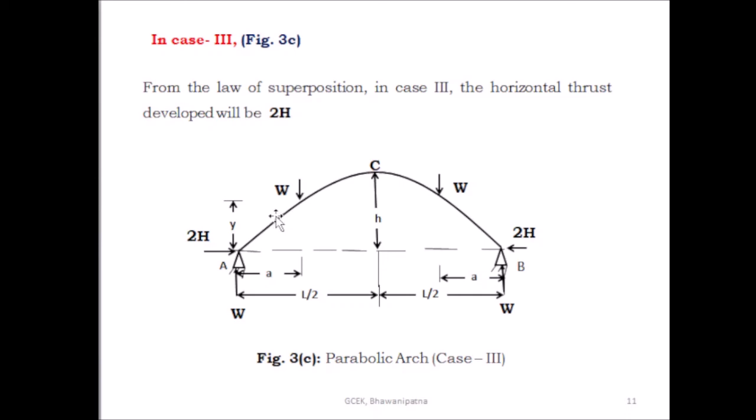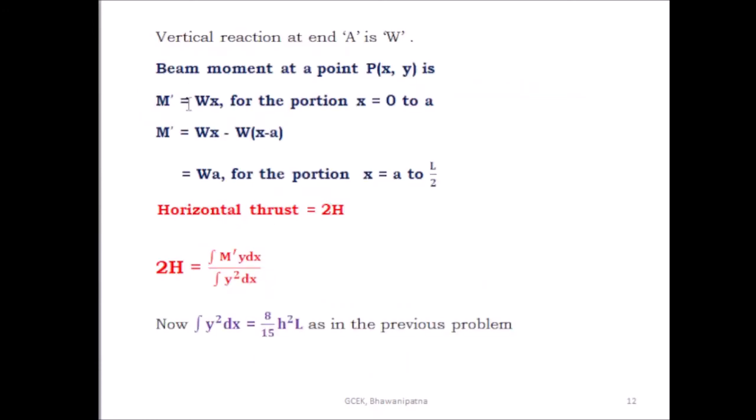Here the point P, this is X and this is Y. So what is the beam moment here? The beam moment is equal to W into X. The beam moment here is equal to W into X. So this is between 0 to A. The integration limit is 0 to A. So M dash is equal to W into X for the portion 0 to A.